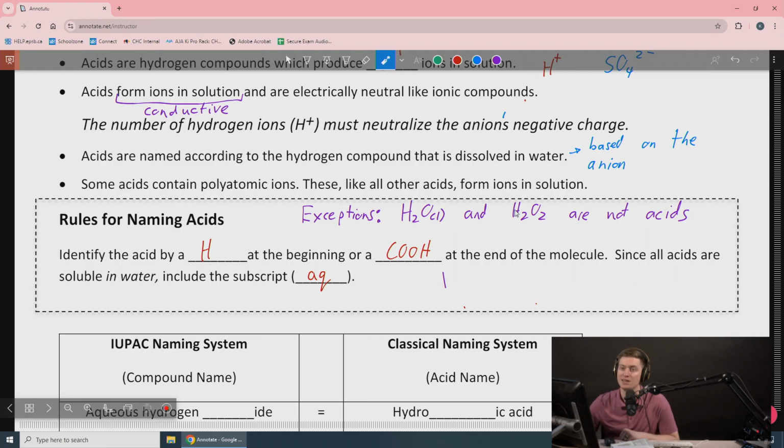Compounds that have H at the end, lots of molecular compounds fit in this category, are not acids unless it's a COOH. So if you see something like methane, CH4, yes, it's a hydrogen-containing compound, but this is not an acid. The hydrogen is at the end, and it's not a COOH. So CH4 is not an acid.